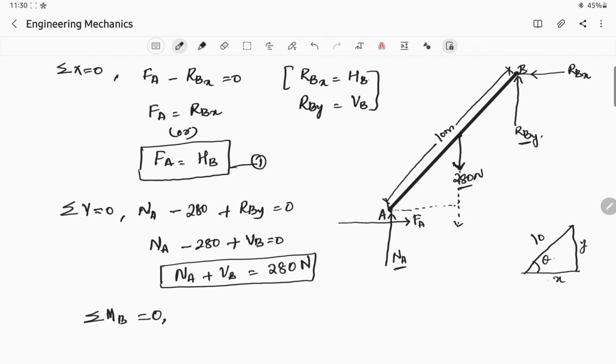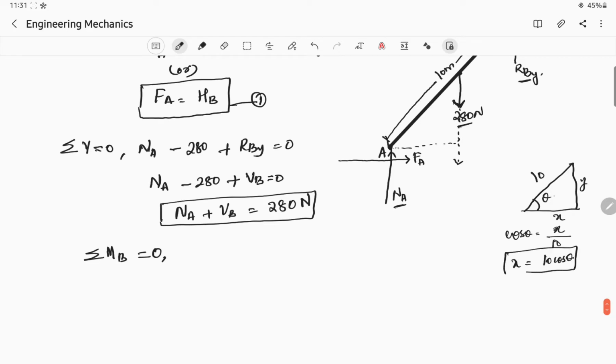If this is theta, then what happens? My cos theta will be equal to how much? Cos theta is equal to adjacent by hypotenuse, that is x by 10. That implies my x coordinate will be 10 cos theta. Similarly, my y coordinate will be 10 sin theta. So similarly here also, this force is acting exactly at the center, that is at 5 meters, and this angle we have calculated just now, that is 36.86 degrees. So what happens here?